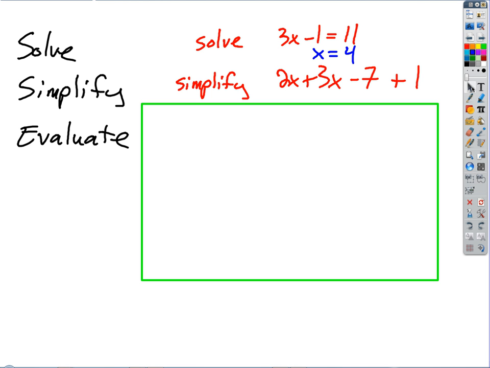Evaluate's different. Now, evaluate's a verb. Is there an important noun that's embedded in that verb? Well, if I look at the verb evaluate, is there an important noun in here? Value. Yeah, value is important. What does value mean in math? Quantity? Yeah, quantity. It's expressed as a number, right? A value is a number.